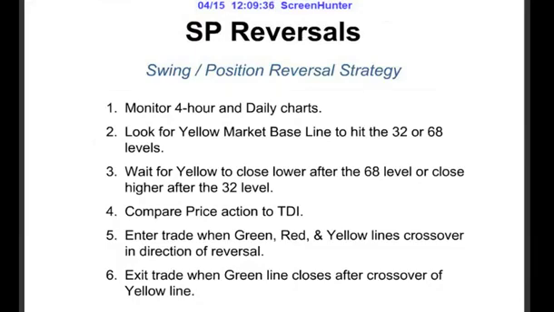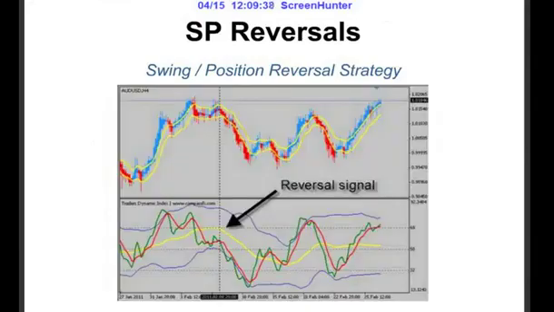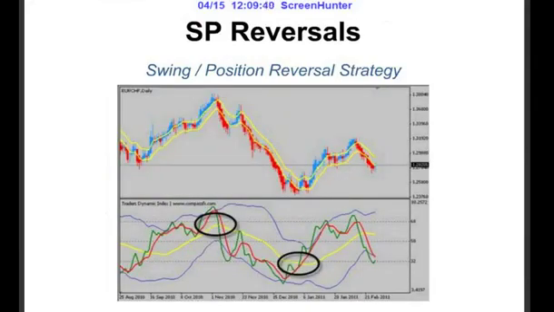And again, the SP stands for swing position. So SP reversals, if you're using a 4-hour or daily and you're seeing this happen, typically what can happen in this situation is that the trade can literally go for hours, if not for the day or longer, potentially, okay?